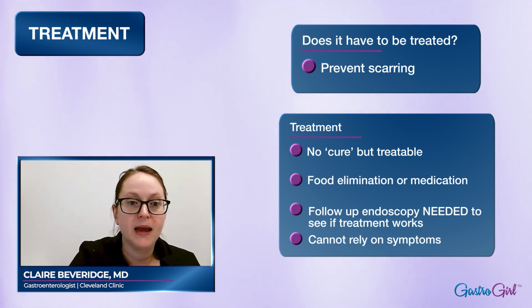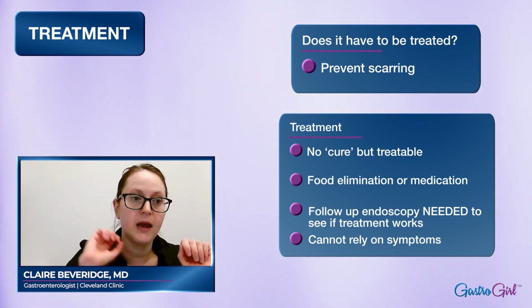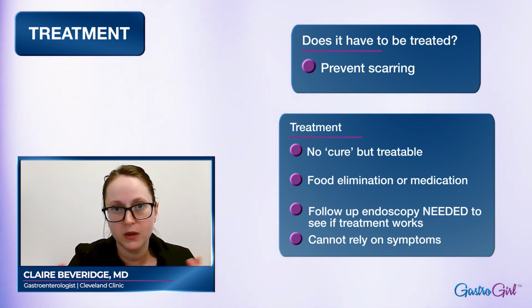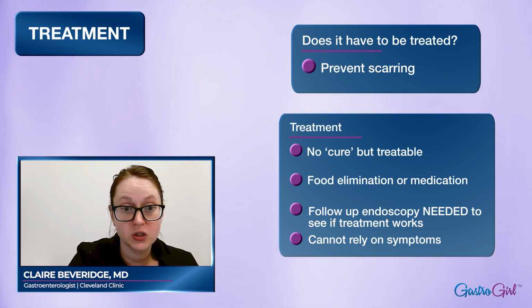I think about it in terms of 2 main buckets: we have the food elimination bucket or we have the medication bucket. And we'll go into more depth on what those 2 different options may be. And then I also like to set the stage that, unfortunately, follow-up endoscopies are needed to make sure that the treatment is working. Just like we can't rely on symptoms to diagnose eosinophilic esophagitis, we unfortunately can't rely on symptoms to know if treatment is working. So it does require a repeat endoscopy with biopsies to see if those eosinophils are in control or not. Whether you decide to go the medication route or the diet route, you still have to have those.